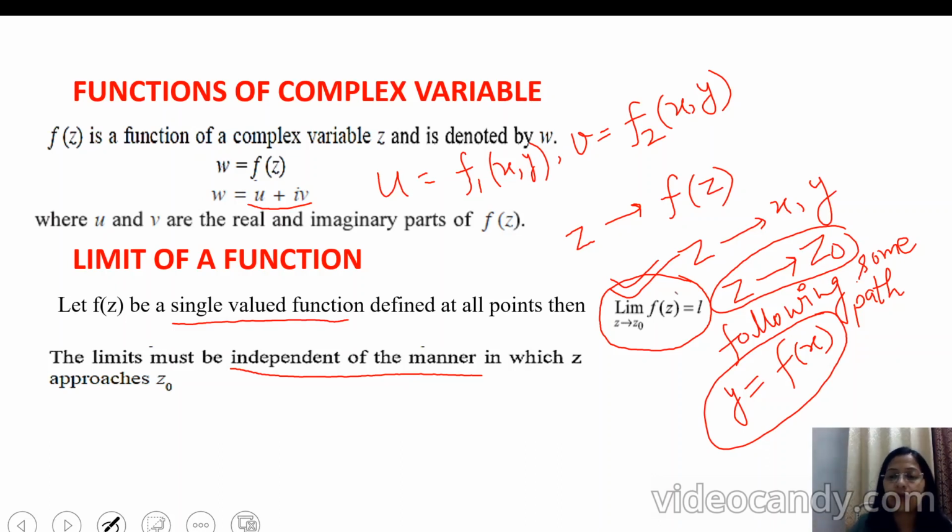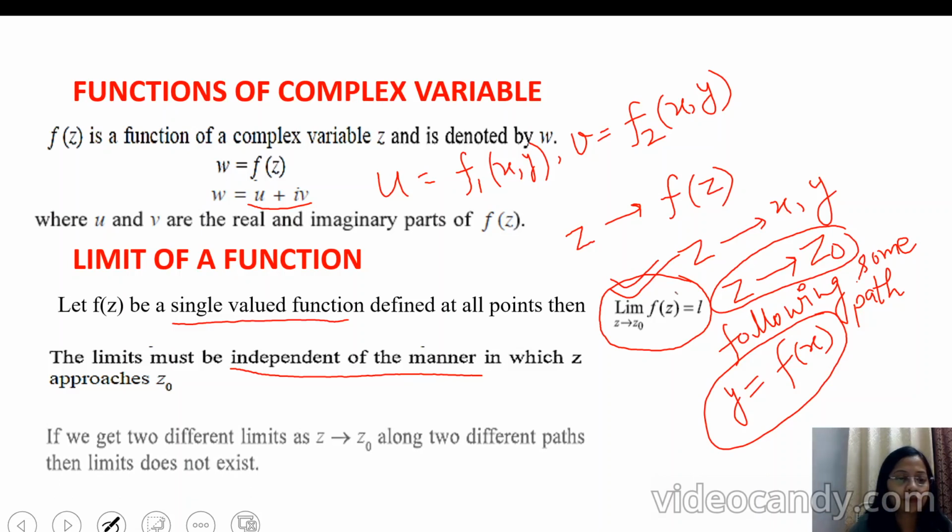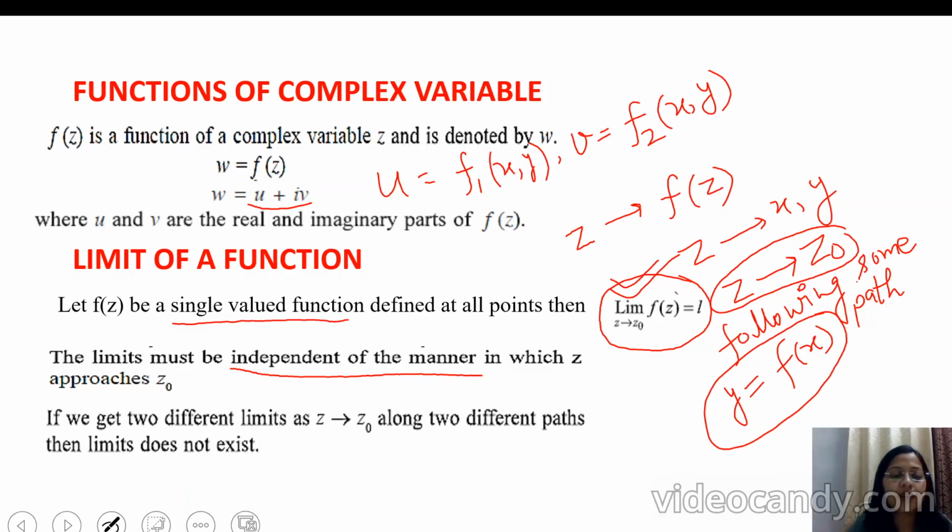Right, so this point is to be remembered, that limit should be independent of the path, or the manner in which z is approaching z naught. I hope this point will be clear. If we get two different limits as z tends to z naught along two different paths, then the limit does not exist. I hope this point is clear to you all.